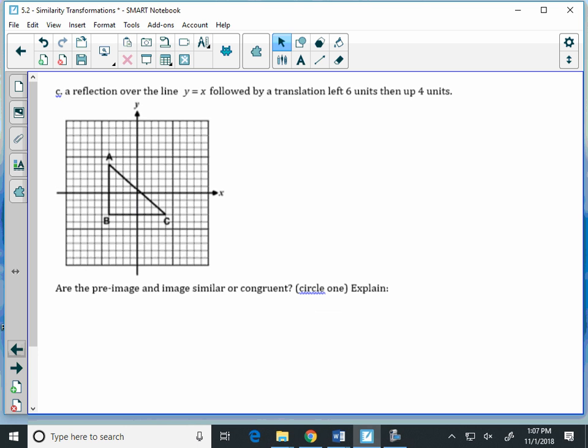We take a look at C. C is a reflection over the line y equals x, followed by a translation left 6, then up 4. Okay? When we graph the line y equals x, where do we always start? We start at the origin. Very good. Start at the origin.